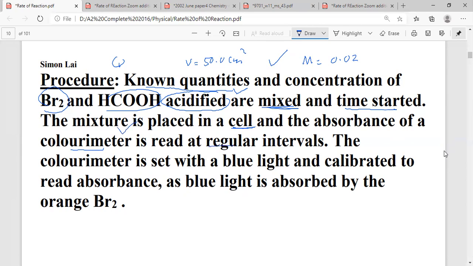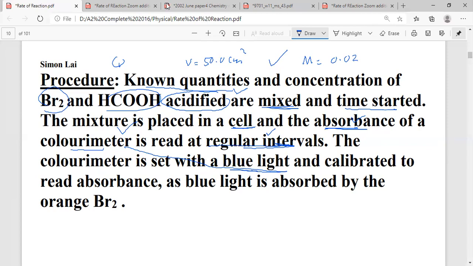And at regular intervals, what do you read? The absorbance. The calorimeter with the blue light, with the filter, is 1 mark. At regular intervals, 1 mark. Take the absorbance, 1 mark. 5 marks here. So from here, these are 5 points you can score just to write out the experimental technique.